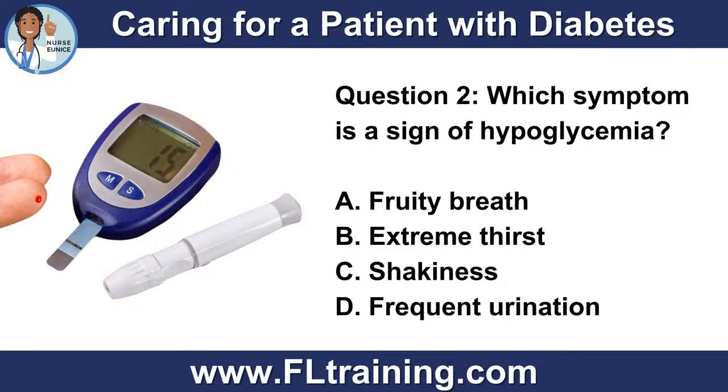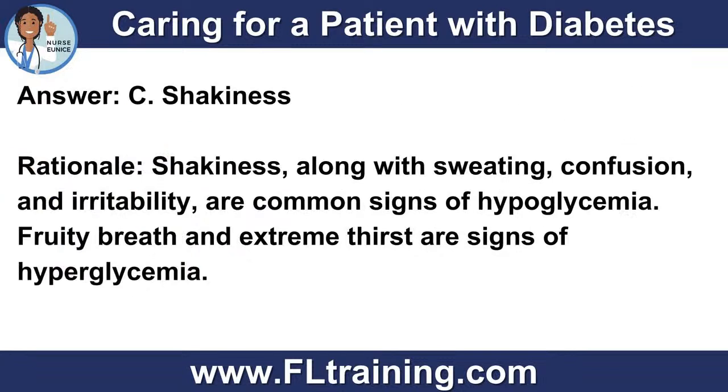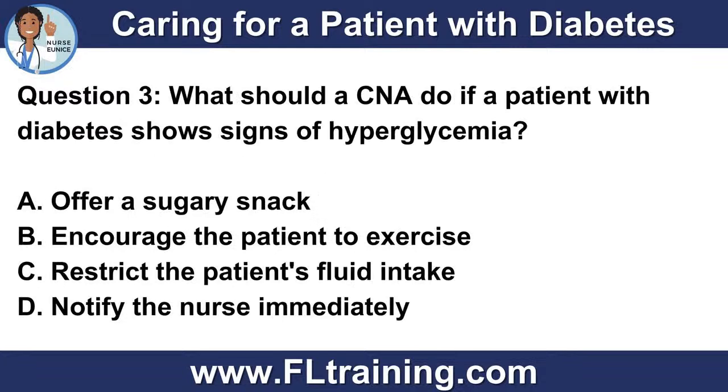All right, so I see Enoop says B, Ebony says A, Glam says C, Jeanette says C, Michelle says C, and for you all who chose C, you're absolutely correct. So whenever they have a low blood sugar or hypoglycemia, shakiness along with sweating, confusion, and irritability are common signs that you might see. The fruity breath and extreme thirst, that's what's common when the sugar is high, not when the sugar is low.